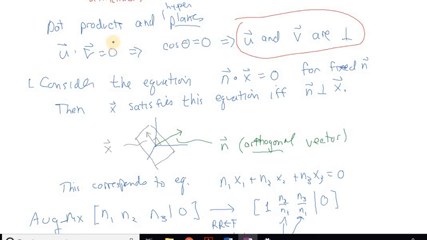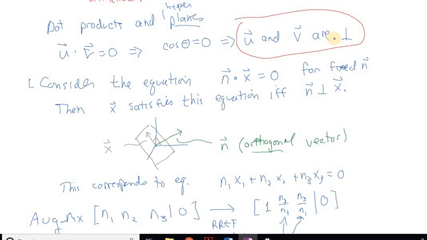And the constant of proportionality is always positive as long as u and v are non-zero vectors, because the proportionality involves the lengths of u and v, which are non-zero if u and v are non-zero vectors. So the only way for u dot v to be equal to 0 is for the cosine of the angle between them to be 0. If the cosine is 0, that means theta is 90 degrees, pi over 2, or it could be 3 pi over 2. But anyway, we can conclude geometrically that u and v are perpendicular.